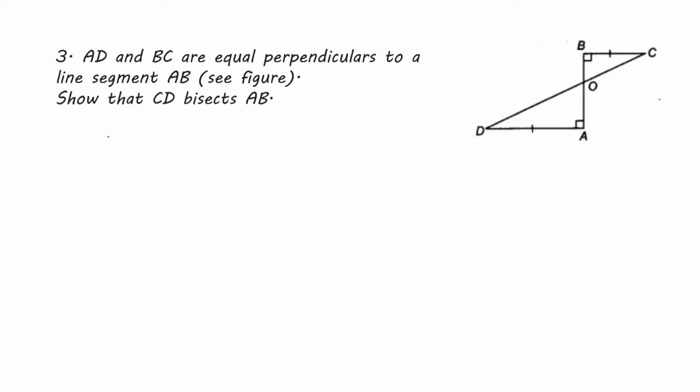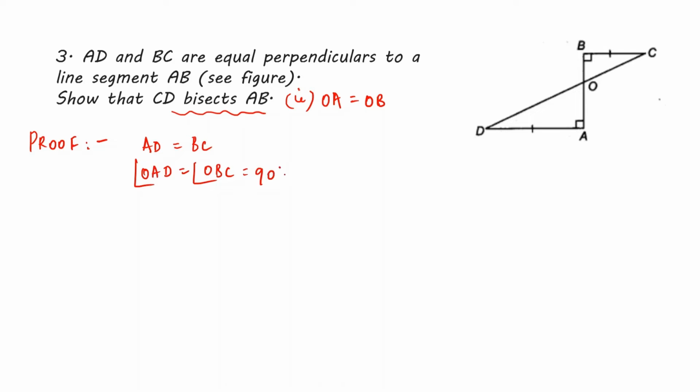AD and BC are equal perpendiculars to a line segment AB. Show that CD bisects AB. That is, OA equals OB. First, let's prove the congruency between triangle OBC and triangle OAD. We could say that side AD equals side BC and angle OAD equals angle OBC, which is 90 degrees. Since AD and BC are equal perpendiculars to the line segment AB, we could also say that angle DOA is equal to angle COB. Why? Because they are vertically opposite angles.